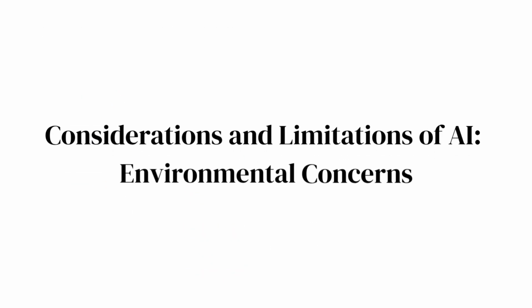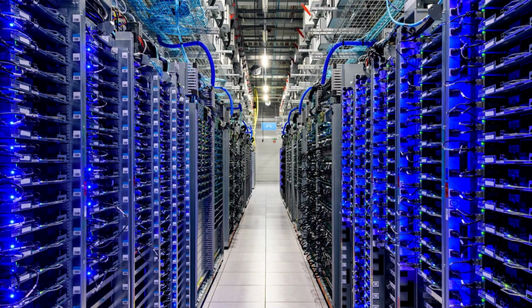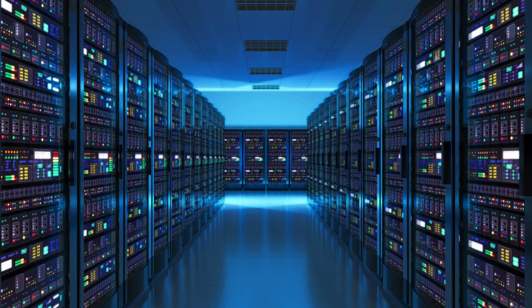Moving along, AI's environmental impact is another critical consideration often overlooked. This impact spans three main stages: data storage, model training, and model use. Due to the high computational costs of AI systems, companies rely on large-scale data centers housing thousands of computers to store data, process tasks, and generate outputs.